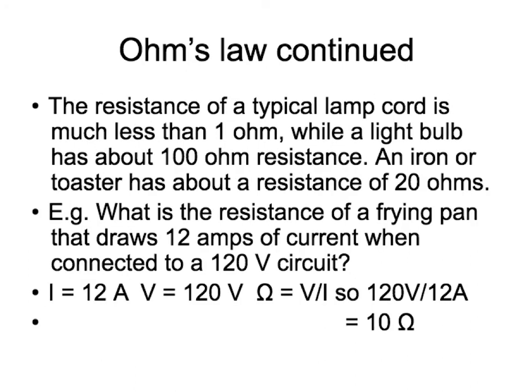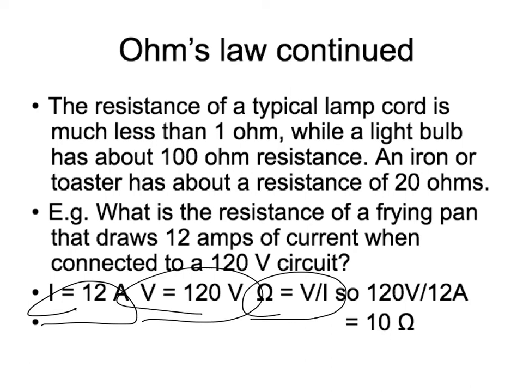So let's give it an example here. What is the resistance of a frying pan that draws 12 amps of current while connected to a 120 volt circuit? So I've got my current at 12 amps, my voltage 120 volts, and we're going to have resistance equal to voltage over current. So 120 volts divided by 12 amps, we get 10 ohms of resistance. So resistance is not futile, it's just voltage over current.